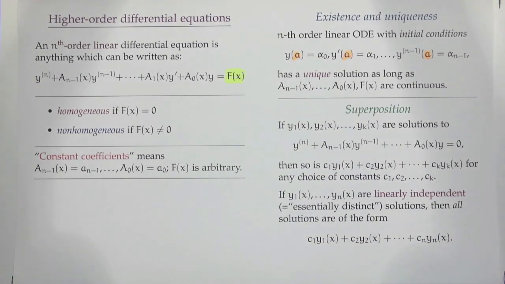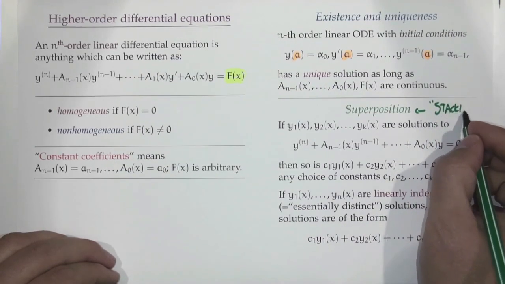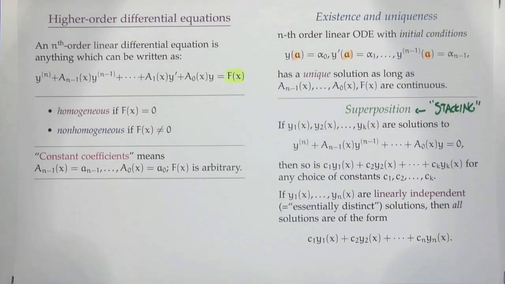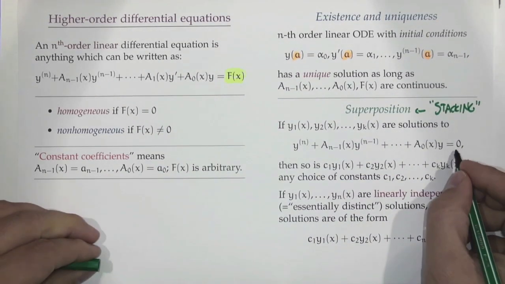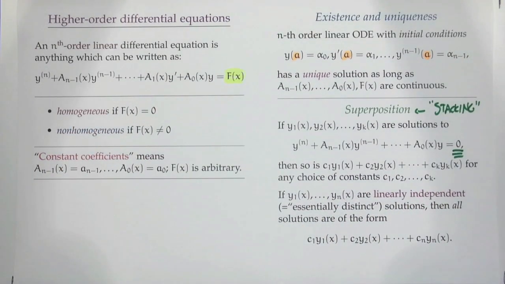Another nice thing, and this will become so automatic we won't even have to think about it very much, is this notion of superposition. Another way to think about superposition is I like to think of this as stacking. In some special cases, in particular the homogeneous case, you see how we equal 0, that means we're homogeneous.